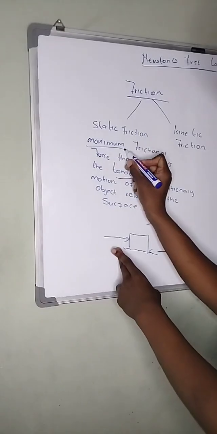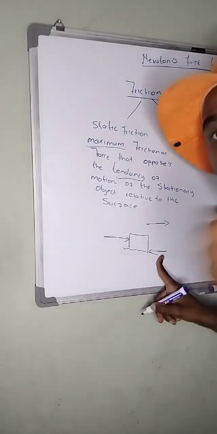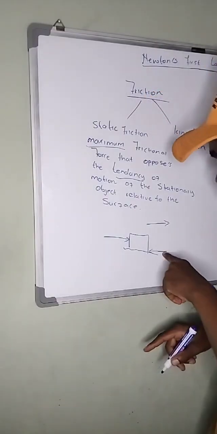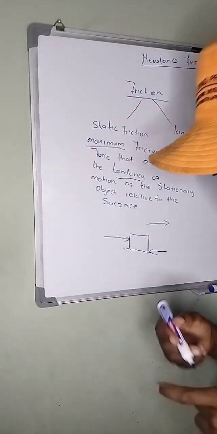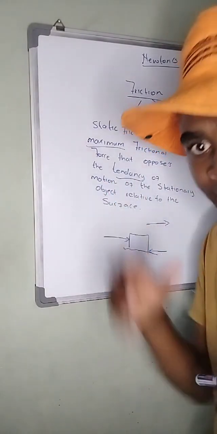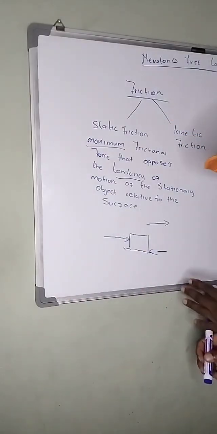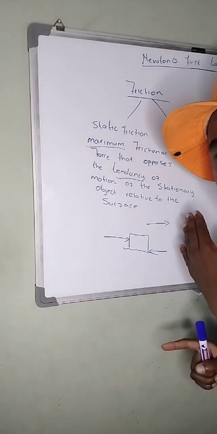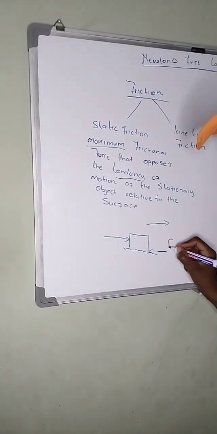Is going to be at maximum. You get it? Because if this friction is overcome, it means that the object will start moving. Am I making sense, guys? Does it make sense? If this friction is overcome, it means this object will start moving. So now this type of friction will no longer be Fs.